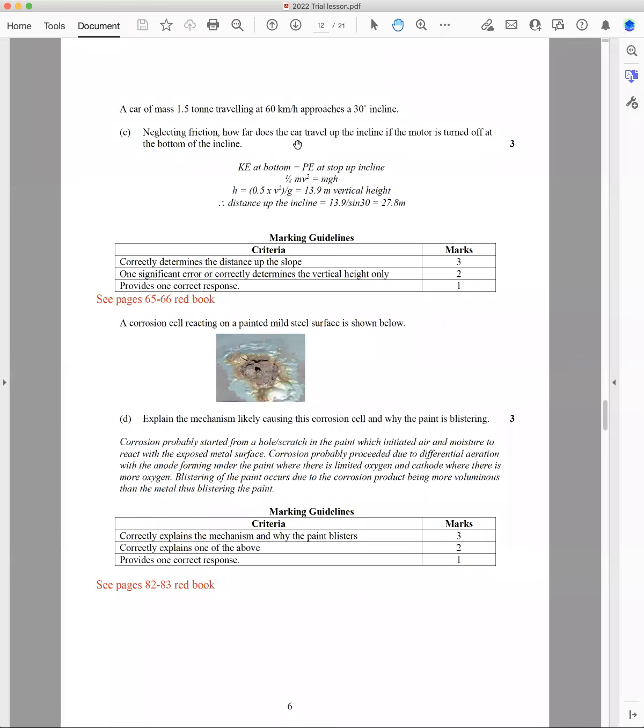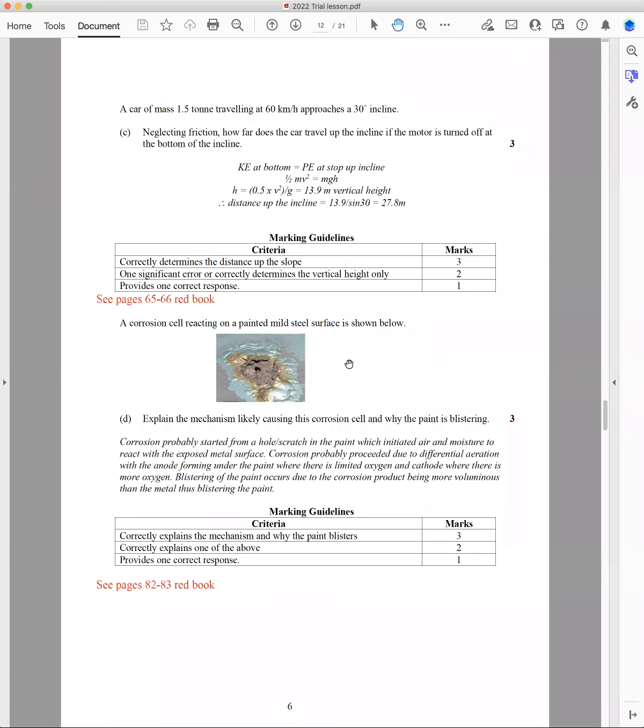Now the question says, how far does it travel up the incline? And so it's just simple trig, and you can use sine, and it's 27.8 meters up the incline. Some people got 20,000 kilometers. Now, make sure that you just look at this and just be logical. You'd be thinking it's around 30 meters going up the incline. 30 degrees is fairly steep. So just look at it and make sure that you've got a logical answer.